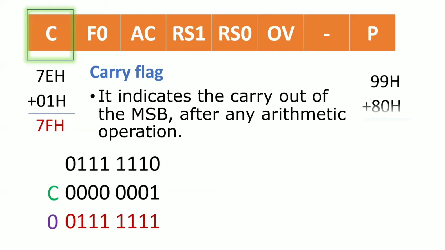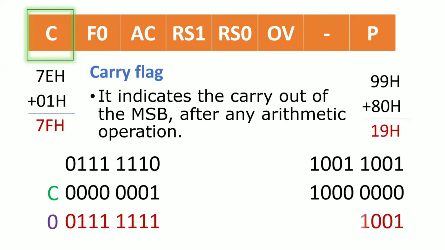Okay. I will take another example, 99H and 80H, and you will get 19, and with the carry 1. So 99H and 80H. Actually, what is the value I need to get? So you are having carry equal to 1 generated at the MSB position, right? So this is nothing but your carry flag.